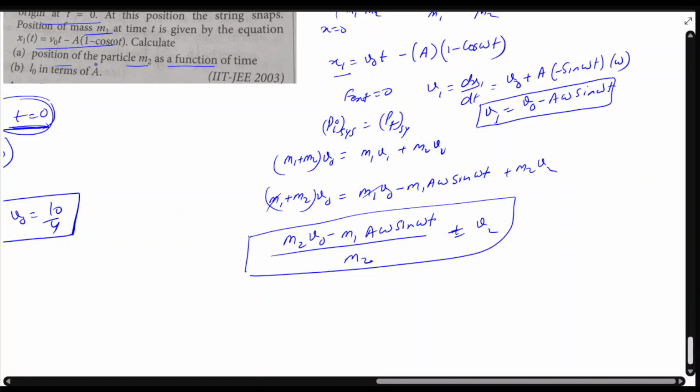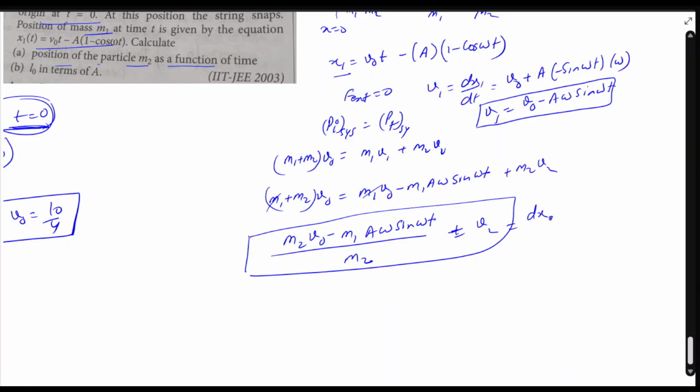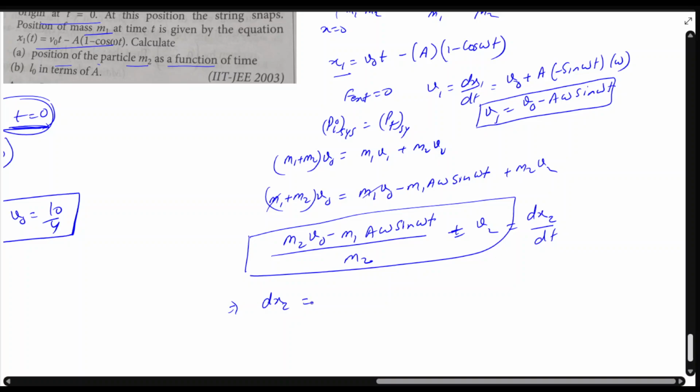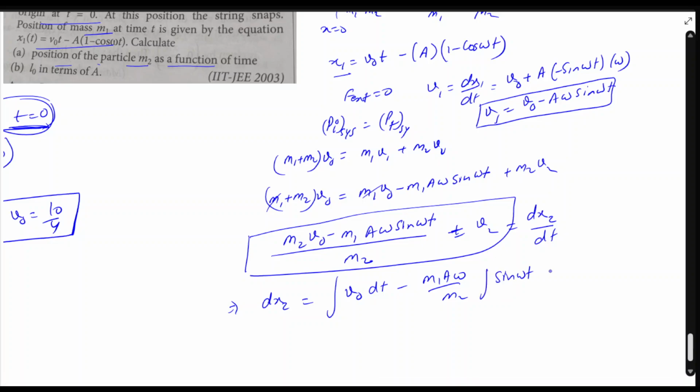But we have to find the position of particle m2 as a function of time. And we know this will be dx2 by dt, right? So dx2 by dt. So we'll just integrate it. So we get dx2 will be v0 dt minus m1 a omega by m2 integral sine omega t dt, right?